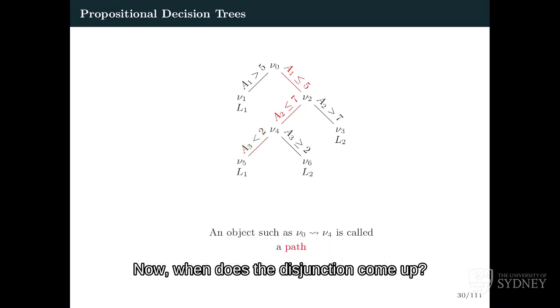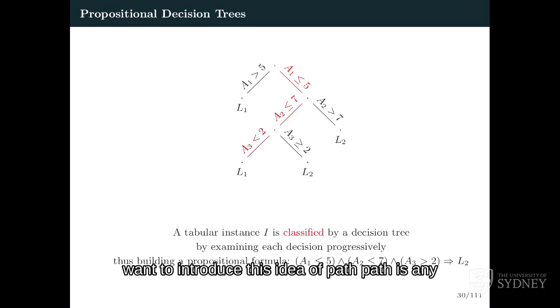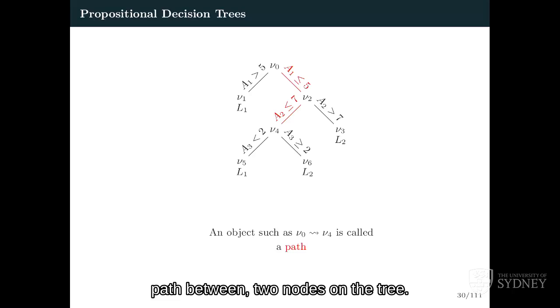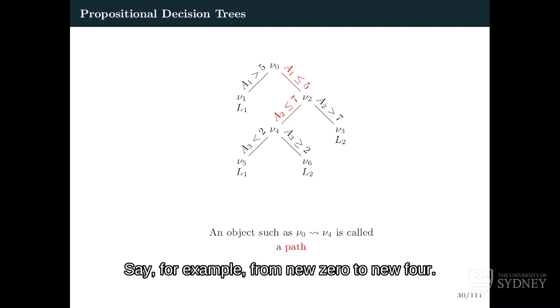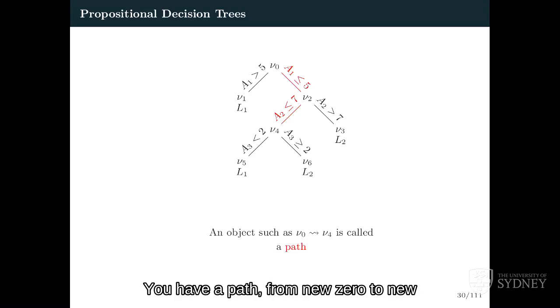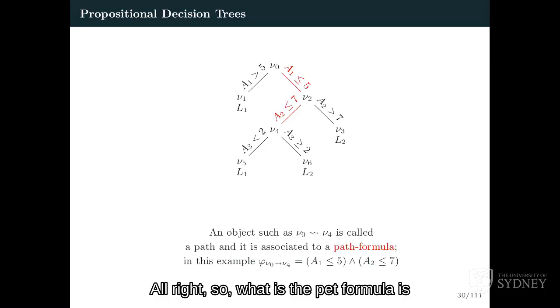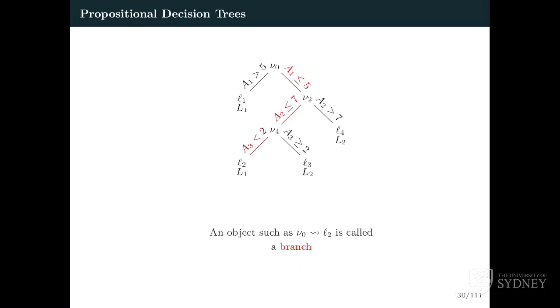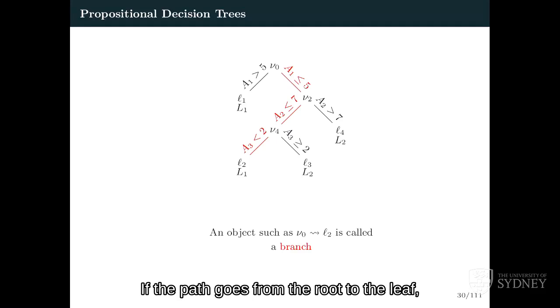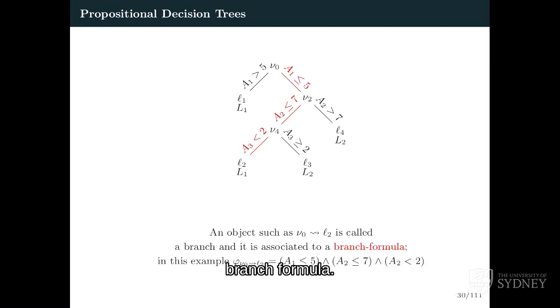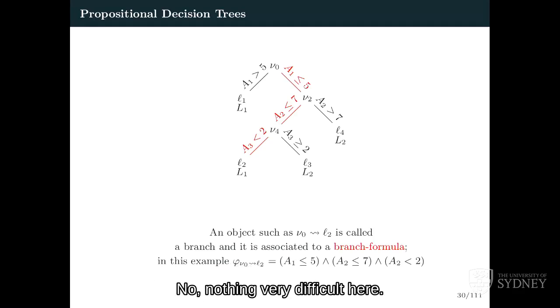Now, when does the disjunction come up? I'll tell you in a moment, because I want to introduce this idea of a path. A path is any path between two nodes on the tree. Say, for example, from nu 0 to nu 4, you have a path. From nu 0 to nu 5, you have this path, and so on. Every path is associated to a path formula. The path formula is, in this case, the conjunction of the atomic formulas that you have on the edges. If the path goes from the root to the leaf, then it's not just a path, it's also a branch. Some paths are branches, and they are associated to a branch formula, which is the path formula of the branch. Nothing very difficult here.